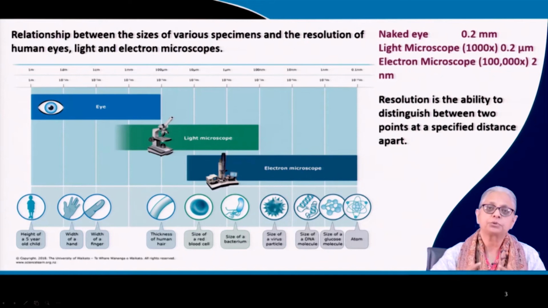But I want to visualize objects that are much smaller, or what we say are invisible to the human eye. So we can go down to maybe 0.2 millimeters. I'm saying that the limit of the human eye is 0.2 millimeters. Some of you may be able to go a little bit further, but let's take that as an average.